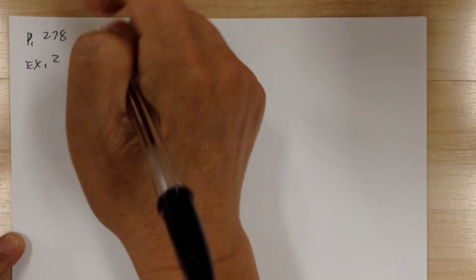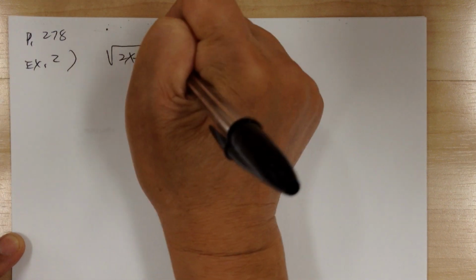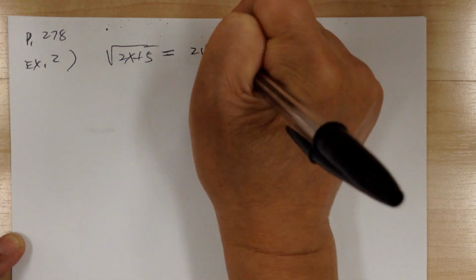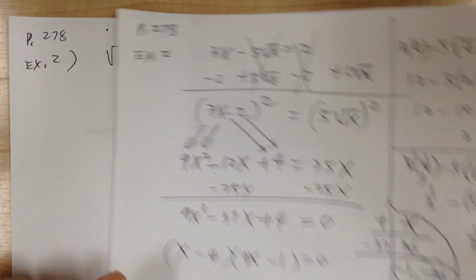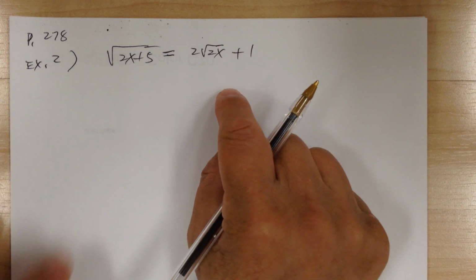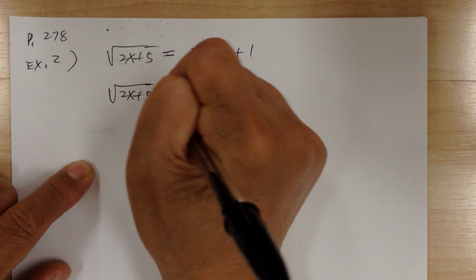Okay, example 2. You got square root of 2x plus 5 equal to 2 square root of 2x plus 1. So now you have 2 square roots. So you just have to repeat the process twice. You can only undo one at a time. So let's go and write the equation one more time. Let's preserve the original.